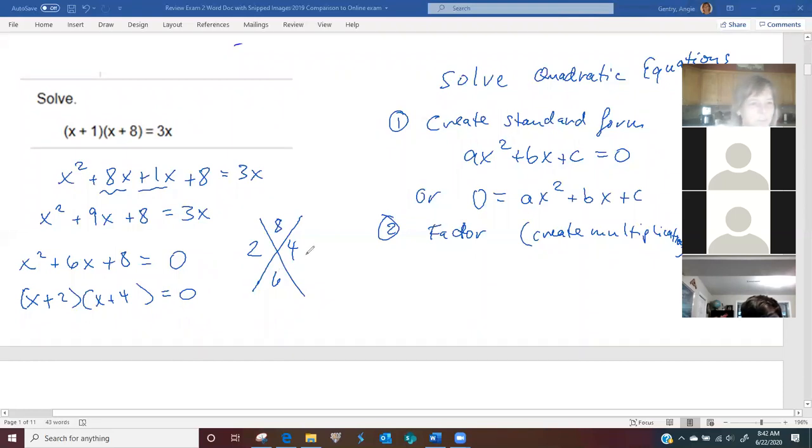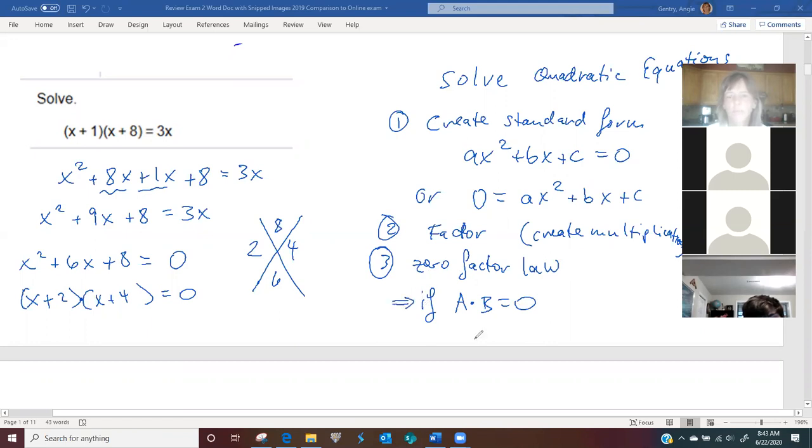Is this true? So you've created multiplication, and why is that? Why did you do that? Because I think they call it zero factor law in this book, but you know this from pre-algebra. This is a pre-algebra concept that if A times B equals 0, this is an if, okay? Then A is 0 or B is 0.